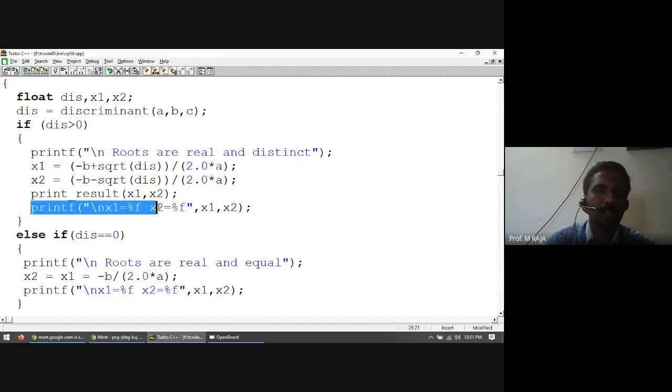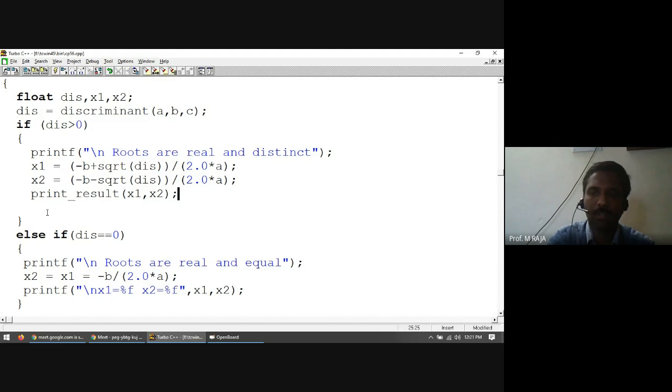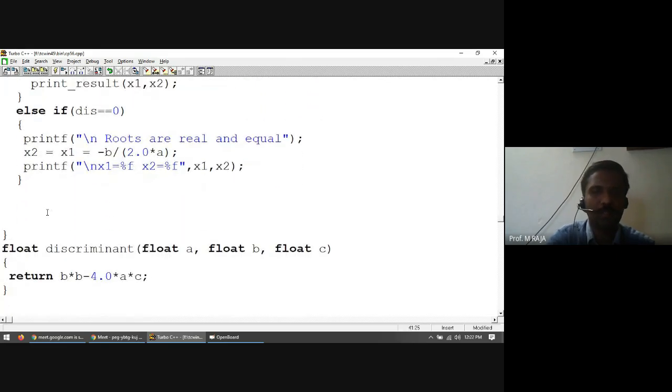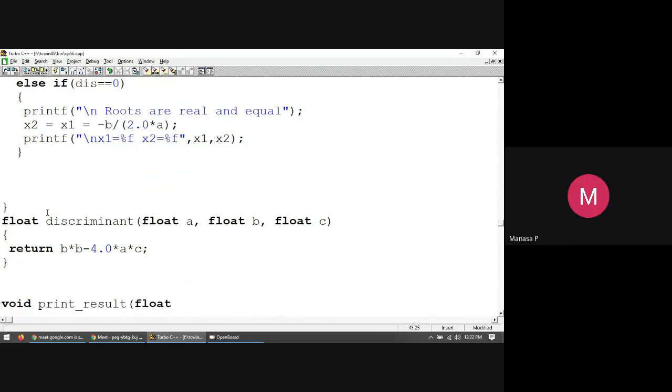This can be cut here, edit, cut, define a function void print underscore result. Sir, can we do the steps in the main function? I mean main function, sir.